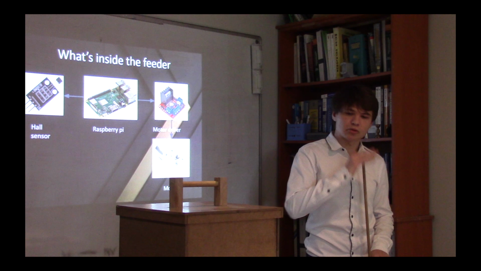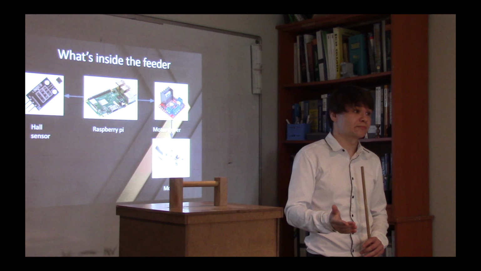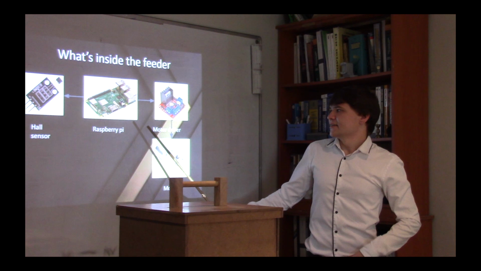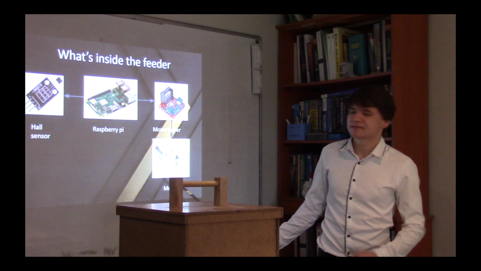Then we have our motor driver. This device right here is used to control the speed and the direction of the motor. And then the Raspberry Pi, which is the mini computer. This is where all the other code is running, and it's also the main important part. Without it, you can't do it as reliably as an Arduino Uno. And then the motor. This is the one that drives the gear.